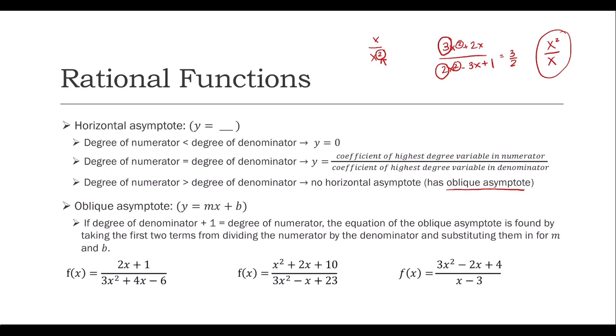So we have three quick examples. Here, your degree of your numerator is less than the degree of the denominator, so your horizontal asymptote will be y equals 0. For the second one, we have the same degree, so it would be your coefficient of the numerator over the coefficient of the denominator. So it would be y equals 1/3. And in this third one, your degree of your numerator is 2, so it's greater than the degree of the denominator. So there's no horizontal asymptote.